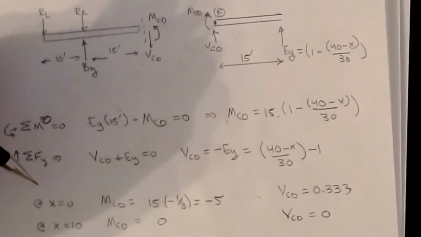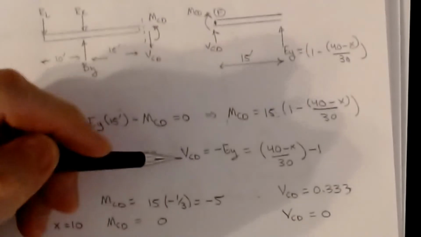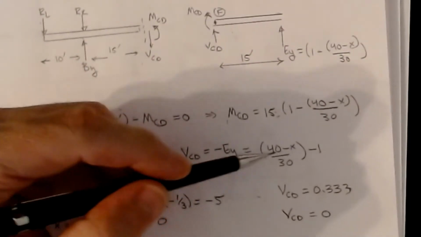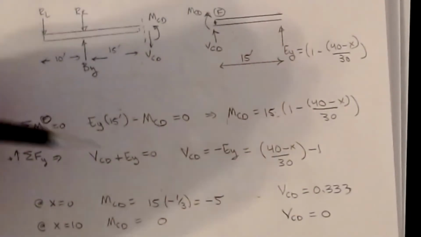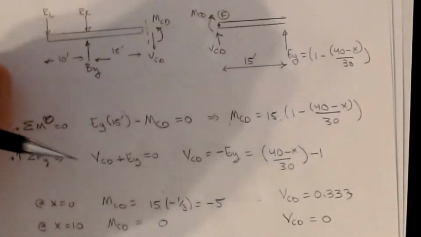Okay, likewise, I can do the same thing for the forces. VCD plus EY equals 0. So VCD is negative EY, and so that's now (40 minus X) over 30 minus 1. That gives us the shear at that location. Okay, and so those are your equations for that first interval.